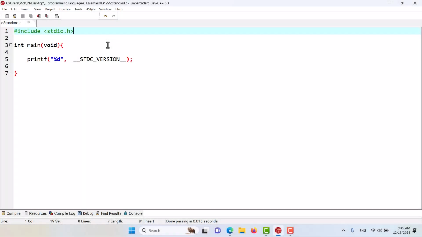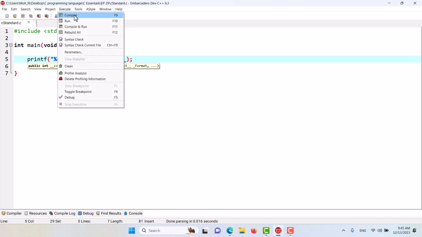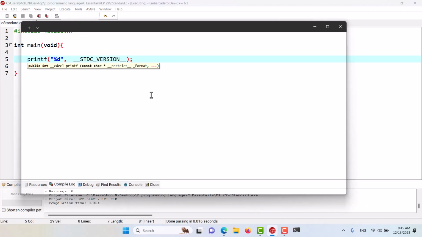So here we are on my laptop, and we can find out the version, or the standard, of the C programming language that our compiler uses, using this predefined macro. This is a predefined macro in the C programming language, and the integer value of this macro can give us the specific version of the C programming language that we are using in this compiler. So let's go and execute this program.